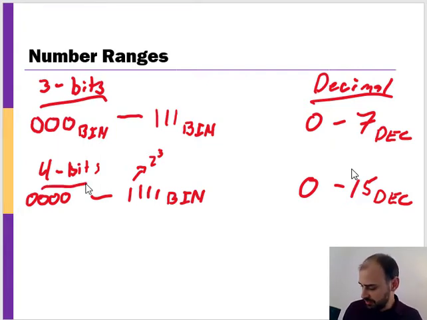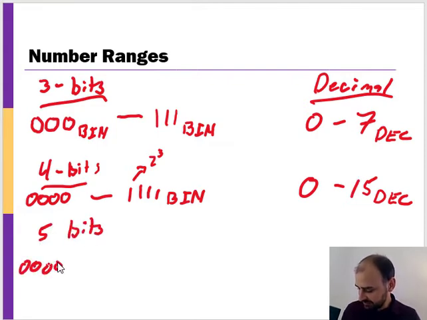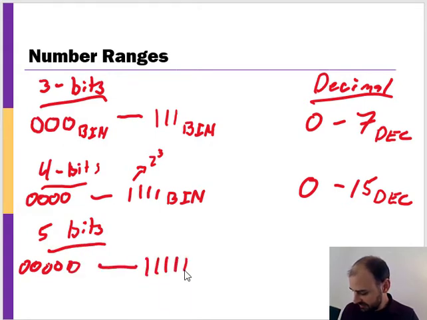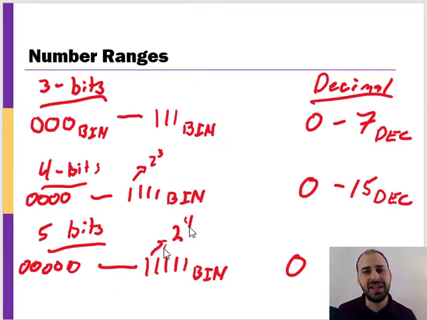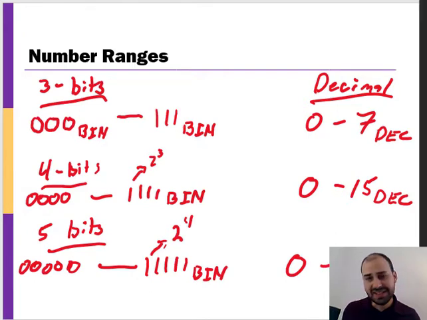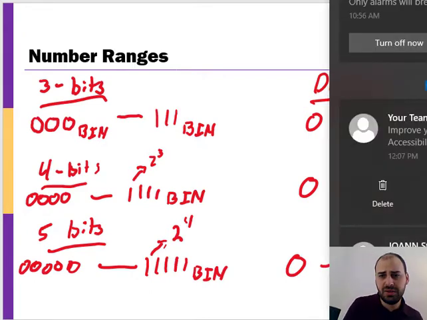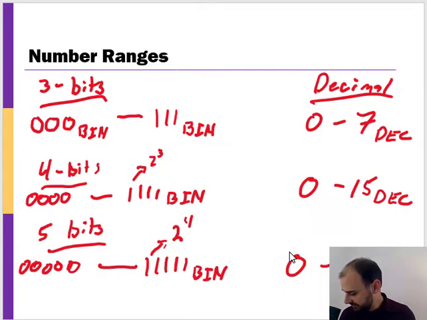Let's do one more just to see the pattern. So for 5 bits, that's going to be the range, and this number here represents 2 to the 4th, the last one that we just added. That's 16, so we're going to get 15 plus 16, and we have 31 here.